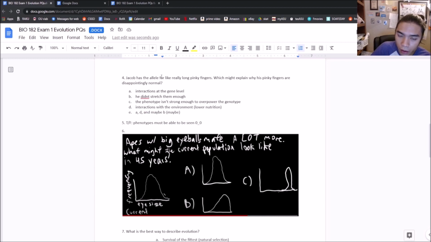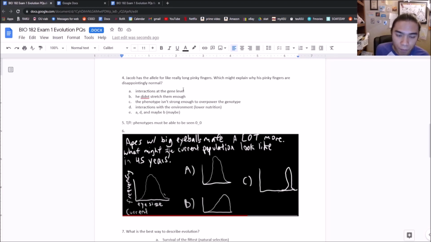Jacob has the allele for really long pinky fingers, which might explain why his pinky fingers are disappointingly normal. You know, I went to the zoo the other day, and I was kind of excited because I haven't been to a zoo in years. But then once I got to the giraffes, they were disappointingly short. Come on, they're known for being tall and they're short. Let's say there were a bunch of aliens, and they made a human zoo, and then you show up and all the humans are normal looking. I would be really annoyed, you know. Anyways, so what might explain it?